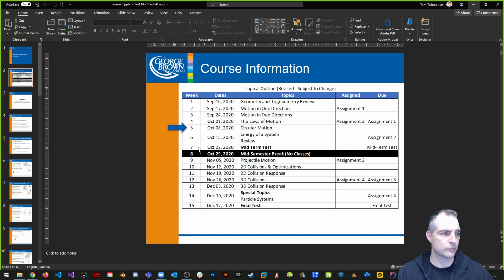The test will be true, false, multiple choice. You'll have a series of questions. It'll ask you to go through the material that we've been covering. Most of it is going to be calculations. You'll be having to answer some calculation type questions. So it'll be on the physics that covers everything from week 1 to week 6. That's what it's going to cover.